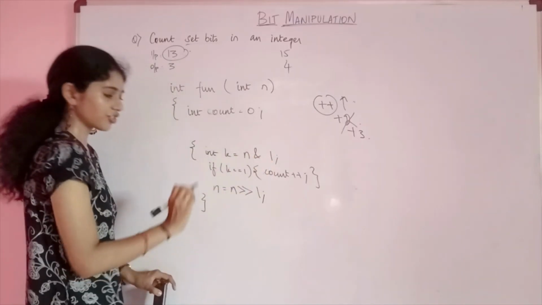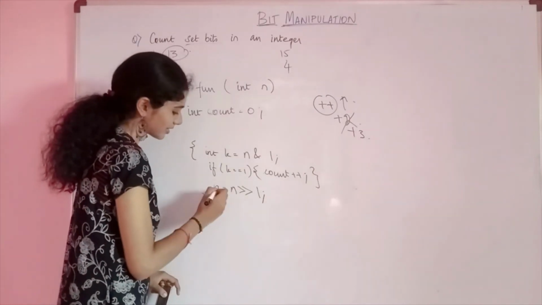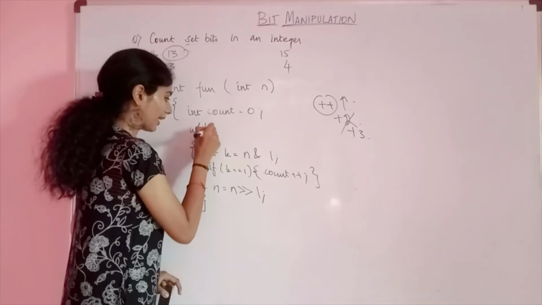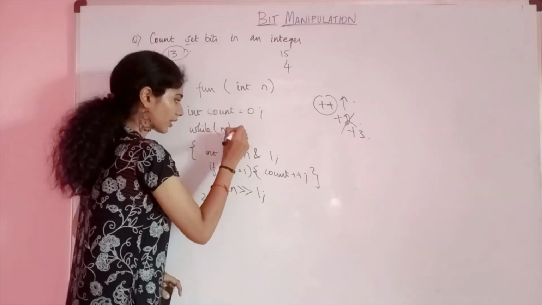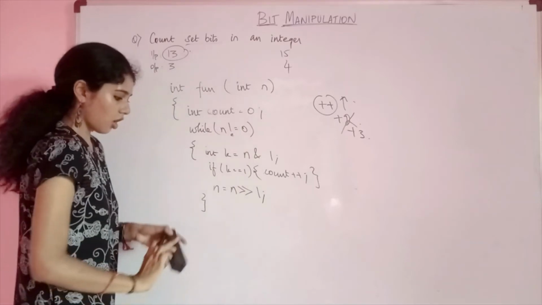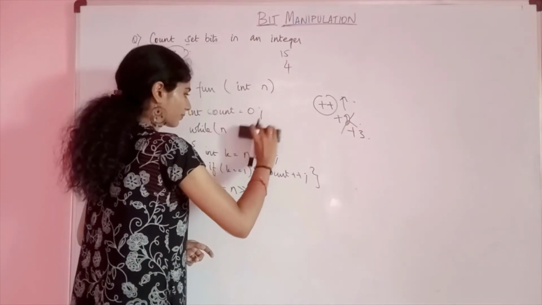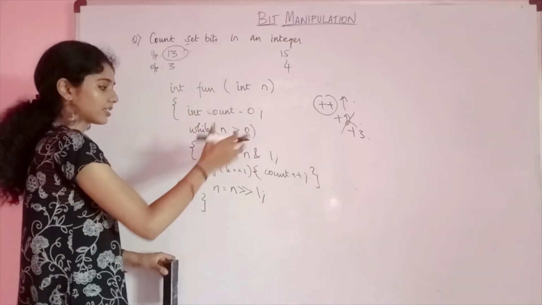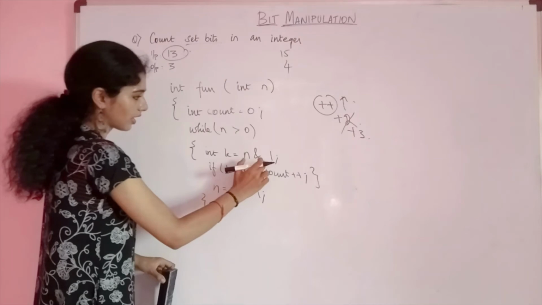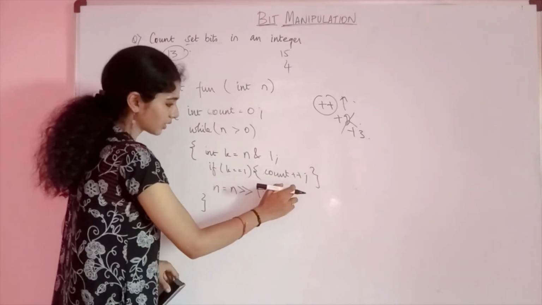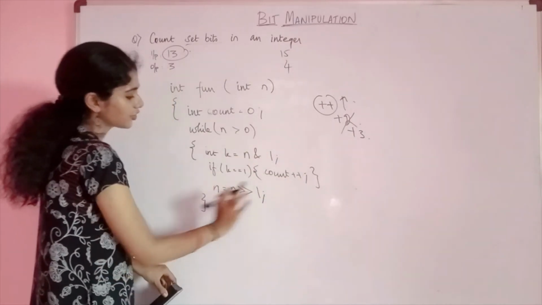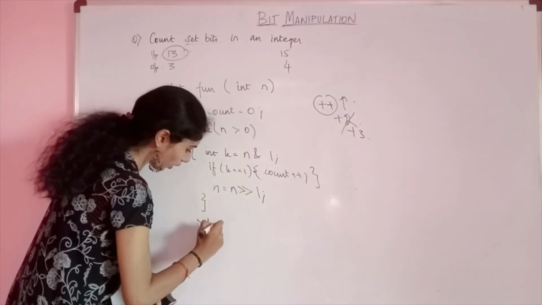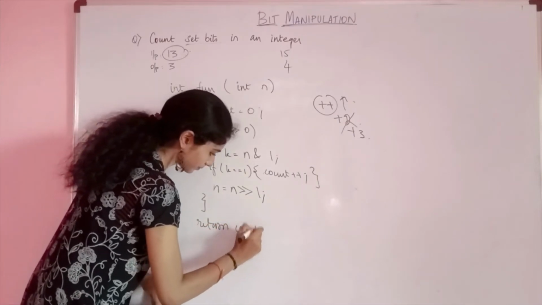Until when should I do this? I should do this until n is not equal to 0. So while n is not equal to 0, do this. Or instead, I can also write it this way: while n is greater than 0. When n is greater than 0, get the rightmost bit. If it is 1, increment my counter and then right shift by 1 position. And lastly, return my counter.